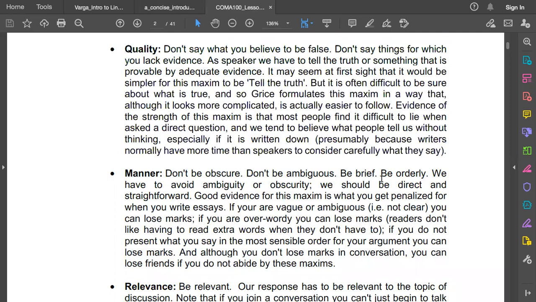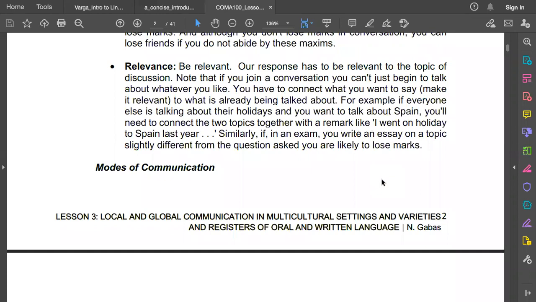Okay, relevance. Always answer the question, or if you want to share something, see to it that what you're going to say is relevant. If, for example, we're talking about the stars and the moon, and then suddenly you talk about the birds in the sky, find a way to make it relevant. So the stars and the moon are up there, and so are the birds in the sky. You cannot see them.